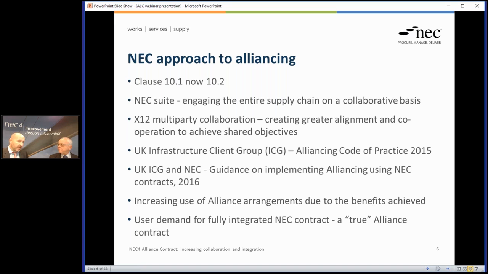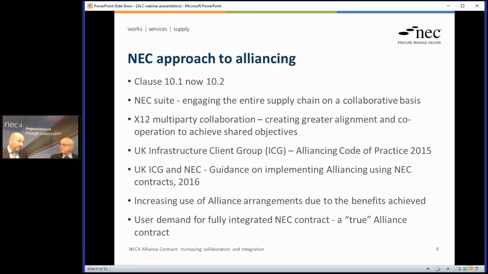Yeah, I mean, you're absolutely right. NEC throughout its history has always supported collaboration. We had the old 10.1, now 10.2 in NEC4, which requires the parties to work together in a spirit of mutual trust and cooperation, absolutely. And so that cooperation is key. It's collaborating, it's working together.